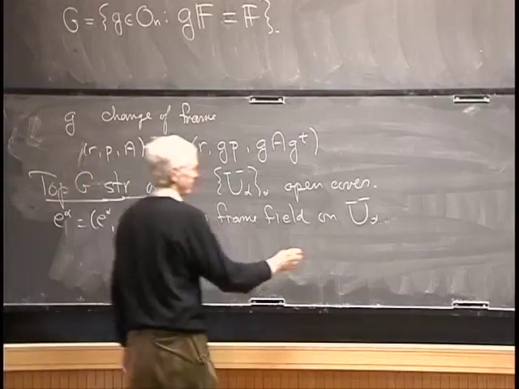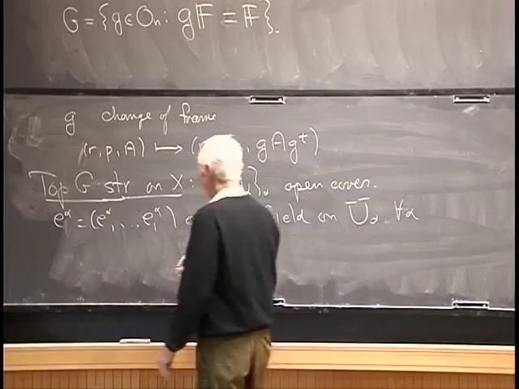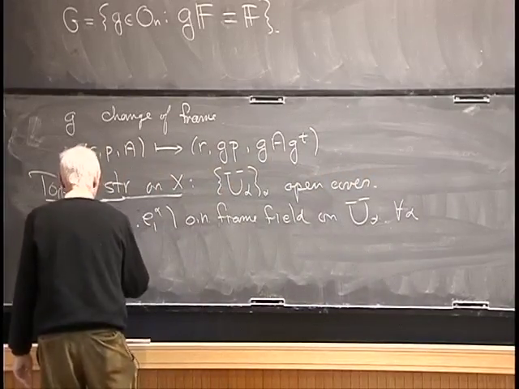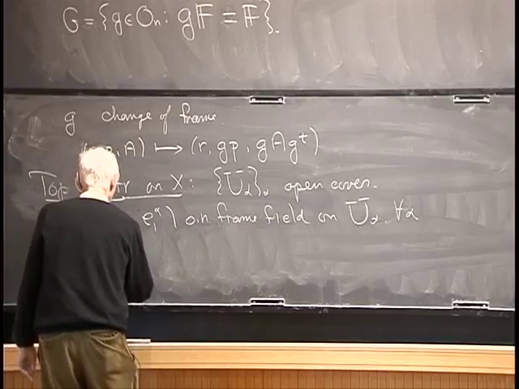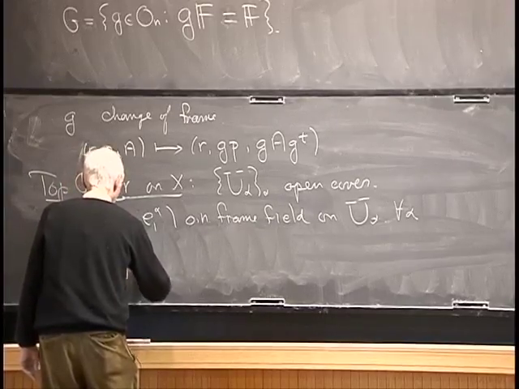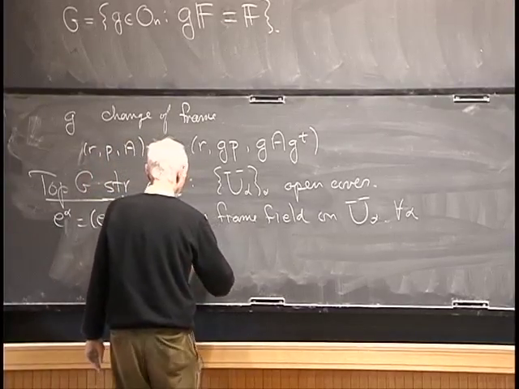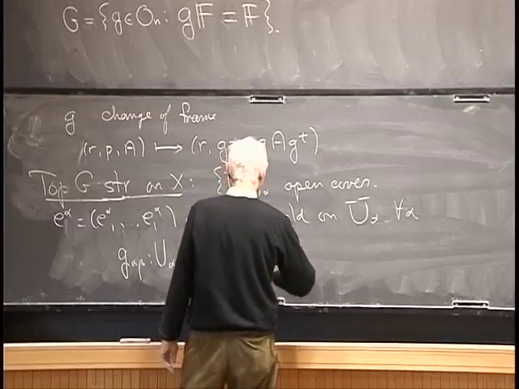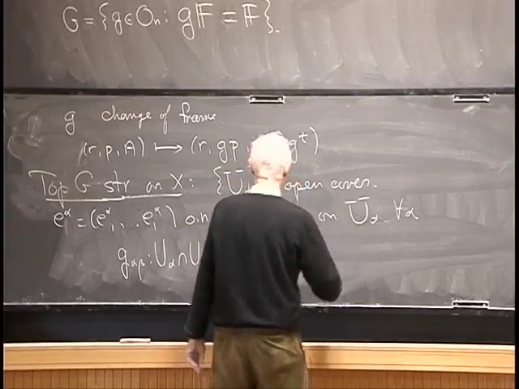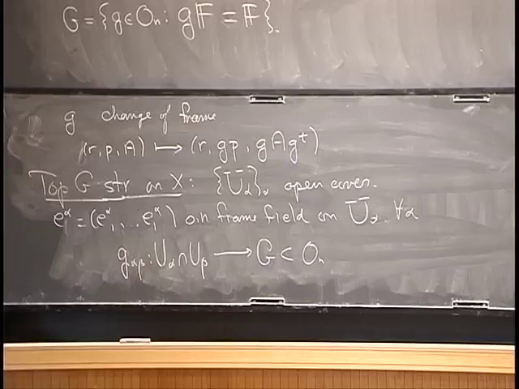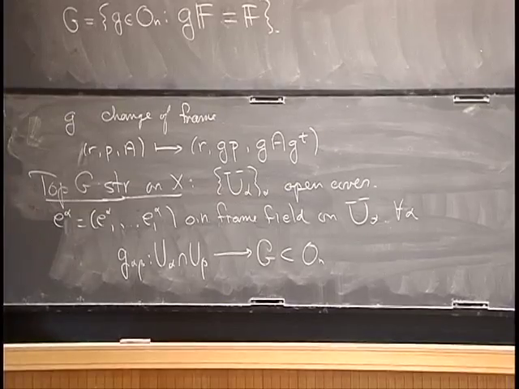for each alpha, right? And with the property that the change of frame, which I'll write as G alpha beta, mapping U alpha intersect U beta, in general, into the orthogonal group, should have its values in G. So the statement is that this information is enough to determine the topological G structure. It's like presenting coordinate charts, a finite atlas. So this is a finite atlas for the G structure.